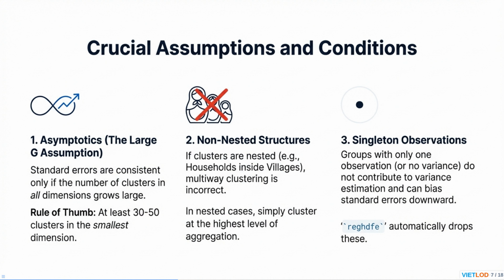First, we have the asymptotics assumption, also known as the large G assumption. The standard errors are only consistent if the number of clusters in all dimensions grows sufficiently large. As a practical rule of thumb, aim for at least 30 to 50 clusters in your smallest clustering dimension. If, for instance, you're clustering by state and industry and only have 20 states, this assumption might be violated, suggesting a need for alternative methods like the wild bootstrap.